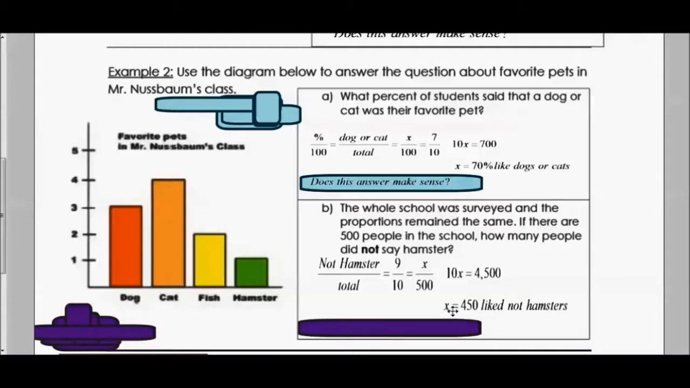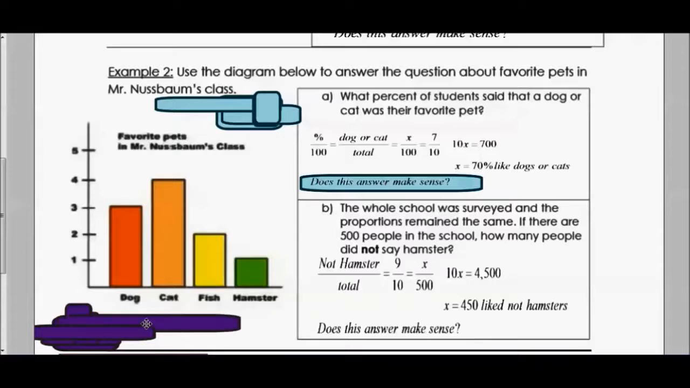And again, that should make sense. That's most of this 500. There's just the 50 people left that do actually like hamsters. So that makes sense.